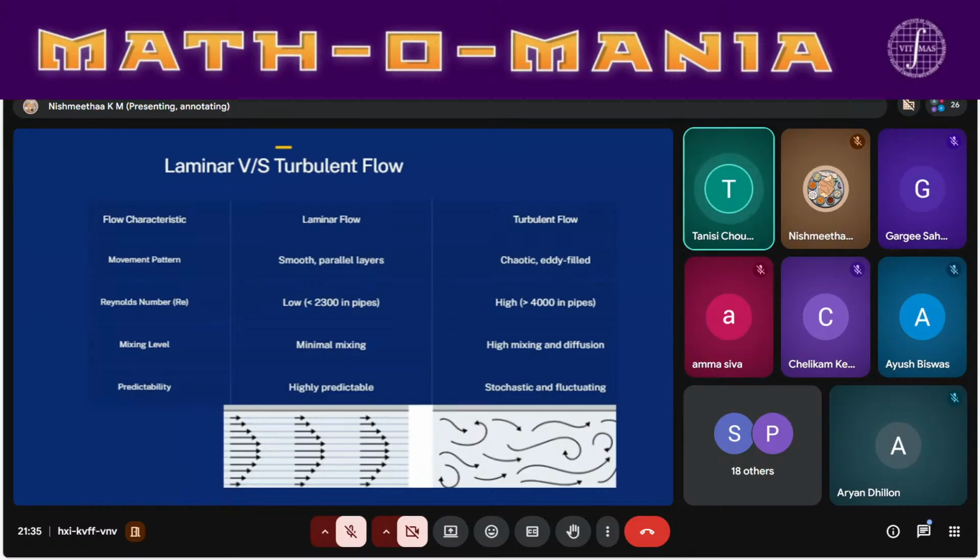So, while doing CFD simulation, determining whether the flow is laminar or turbulent is very important before performing the simulation. And we do this using the Reynolds number. If the Reynolds number is less than 2300 in pipes, it's laminar flow. If it is more than 4000, it is turbulent flow. And if it is between these two numbers, we call it transient flow, a neither-nor situation. Next slide.